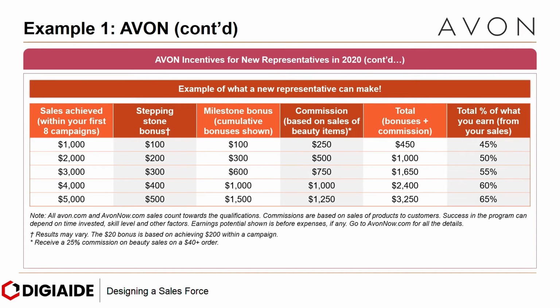Example of what a new representative could make. Assuming sales achieved is $1,000, then the total bonus plus commission would be $450. That is 45% of what you earn. If the sales achieved is $5,000, then the total bonus plus commission would be $3,250. That is 65% of what you would earn.